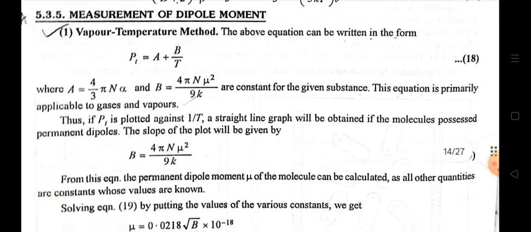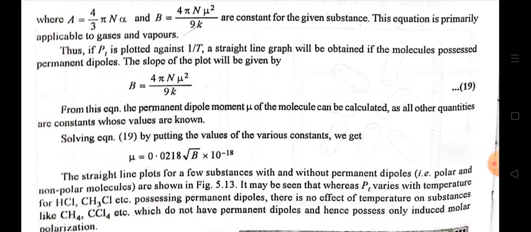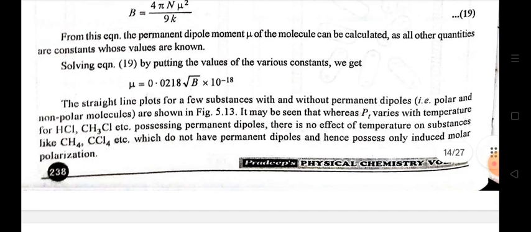From this equation, the permanent dipole moment mu of the molecule can be calculated as all other quantities are constants whose values are known. Solving equation 19 by putting the values of the various constants, we get mu is equal to 0.0218 under the root B into 10 raised to power minus 18. The straight line plots for a few substances with and without permanent dipole, that is polar and non-polar molecules, are shown in figure 5.13. It may be seen that Pt varies with temperature for HCl, CH3Cl, etc. possessing permanent dipole, while there is no effect of temperature on substances like CH4, CCl4, etc. which do not have permanent dipole and possess only induced molar polarization.